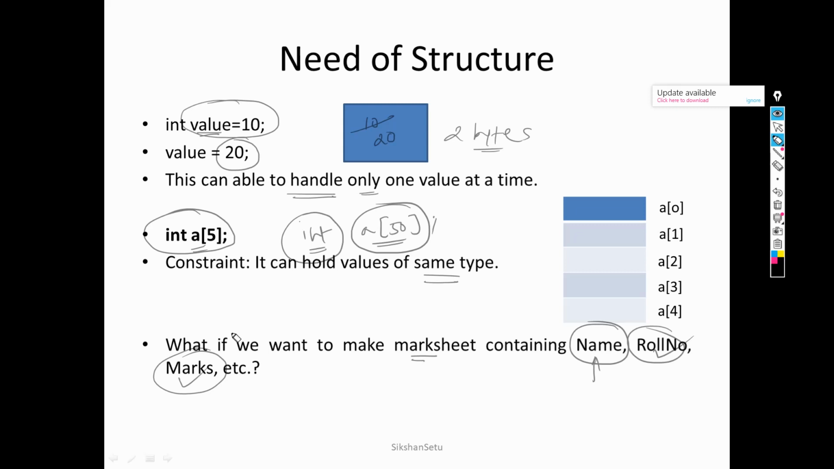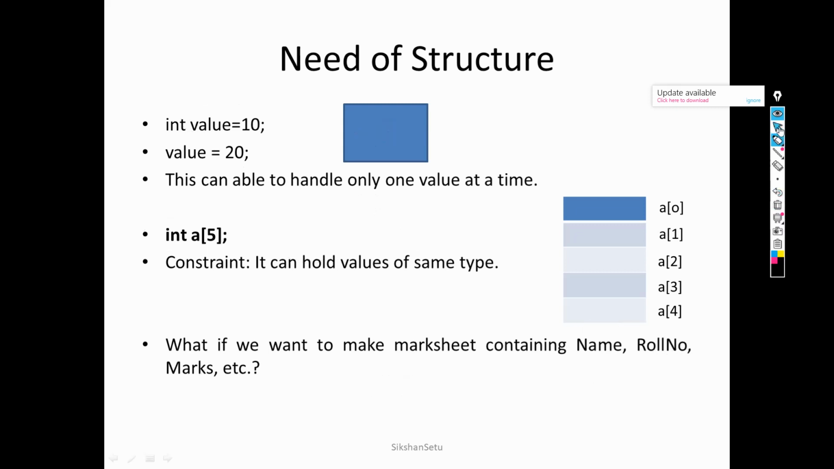So what do we need to do now? The solution is structure. Structure can be used to club different data types into a single unit. So this is the need of structure. The limitation of array is that it can hold only the same data type value, but to overcome that limitation, in C programming we have the concept of structure.